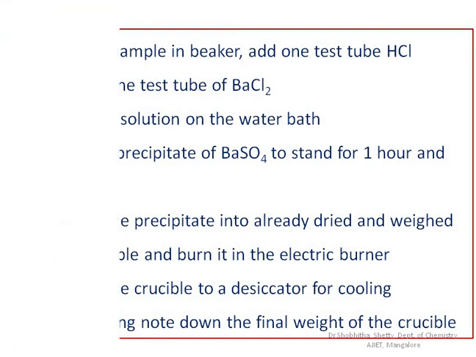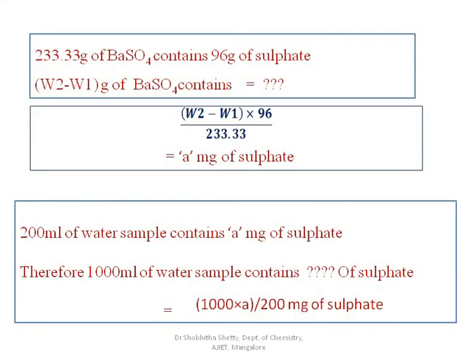Next is the calculation part. How can the amount of sulfate be calculated? As we know, the molecular weight of barium sulfate is 233.3 gram, and for sulfate ions, SO4 2-, the molar weight is 96 gram.